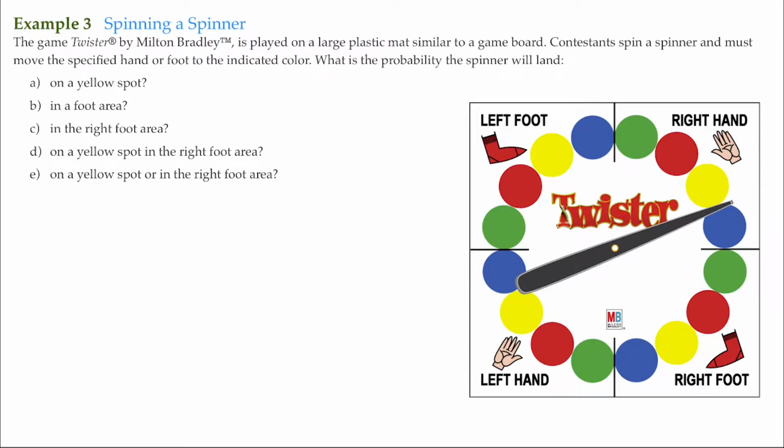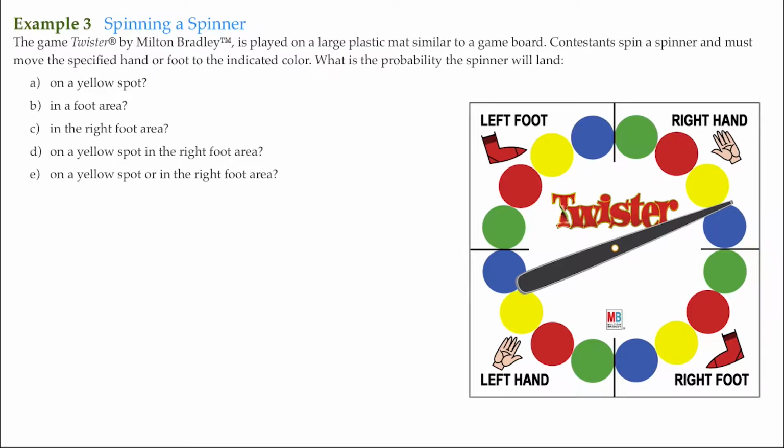In this example, we are going to be determining probabilities of spinning a spinner. And this is from the game Twister. It's been around for decades, so hopefully you're familiar with the game. But it says the game Twister by Milton Bradley is played on a large plastic mat similar to a game board. Contestants spin a spinner and must move the specified hand or foot to the indicated color.